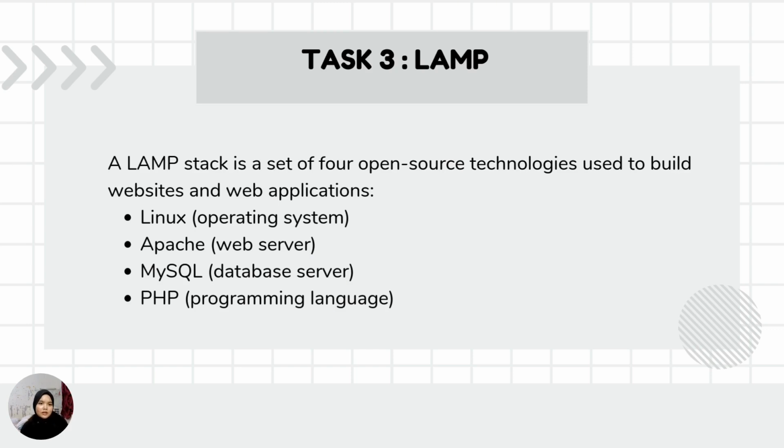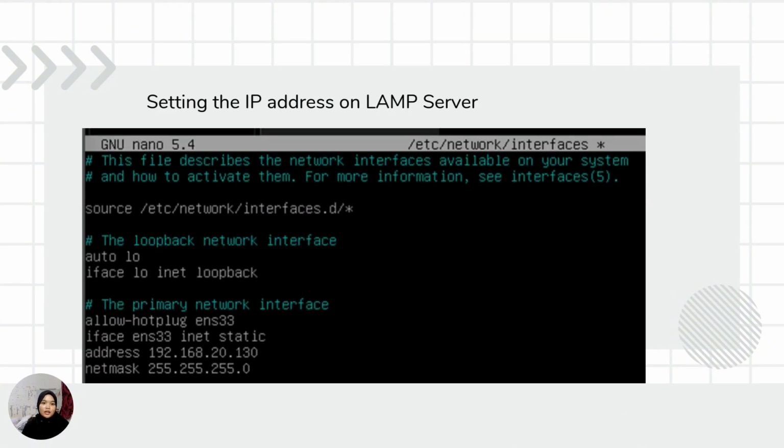Okay, hari ni kita akan bincangkan atau kita akan explain tentang task 3, iaitu LAMP. Apa tu LAMP? LAMP is a set of 4 open source technologies used to build website and web application, which are that we have Linux, Apache, MySQL and PHP. Next is we need to setting the IP address on LAMP server. We need to change the DHCP to static IP address.